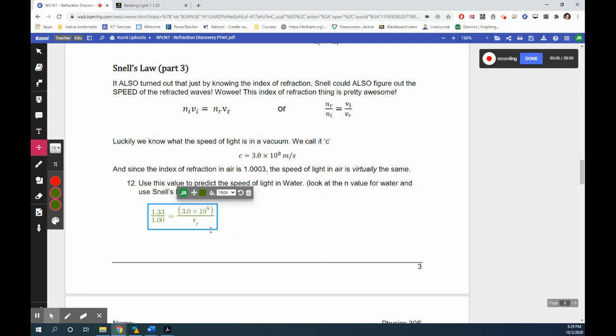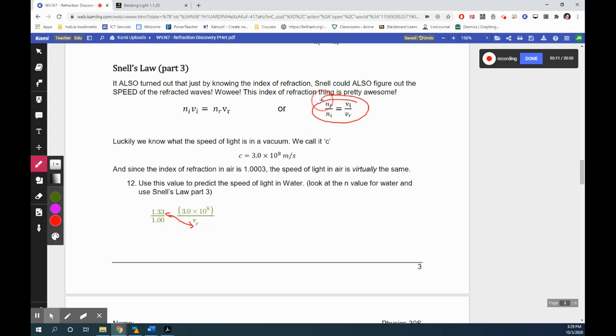Okay, now once again, we can do this swappity swap thing, right? But I'm going to show you a cool trick. This Snell's law can also be reversed. We can write it just as accurately this way: Ni divided by Nr equals Vr on top divided by Vi.